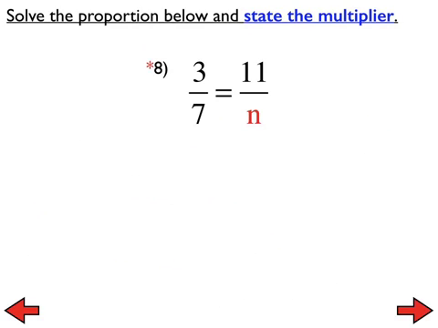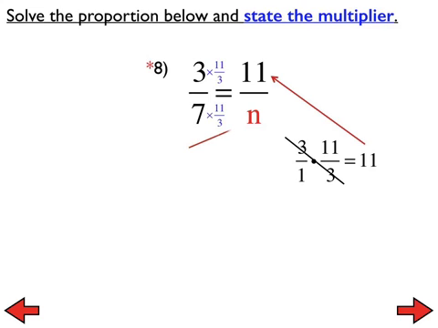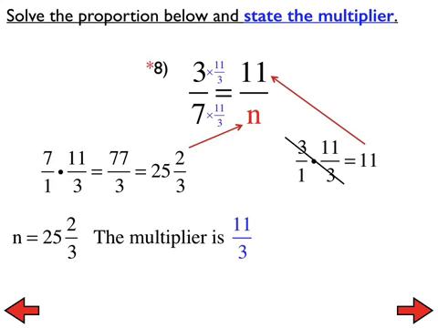Number 8. Anyone would like to share for that one? Noah, thank you. What was your multiplier? My multiplier was 11 over 3. Good, because we want to get that 11, but cross the 3 out. So then 11 over 3 times 7, n equals what? N equals 22 and 1/3. Very, well, close. It's 25 and 2/3. 77 divided by 3. 25 and 2/3. Anyone get this one right?